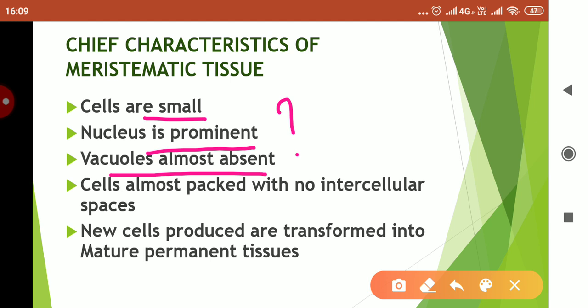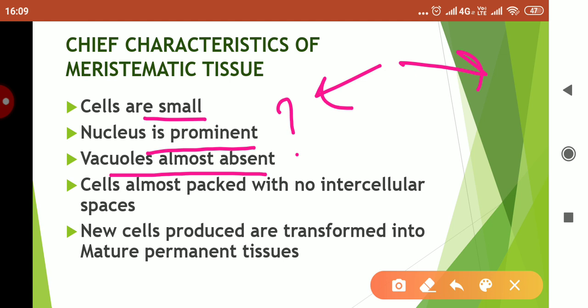The new cells are formed, and among those cells, one cell is the part of the meristematic tissue, and the second one specializes and becomes a part of permanent tissue. This means they specialize themselves. They can form the cell of the xylem, they can form the cell of the phloem. They specialize themselves and don't have the capability to divide.